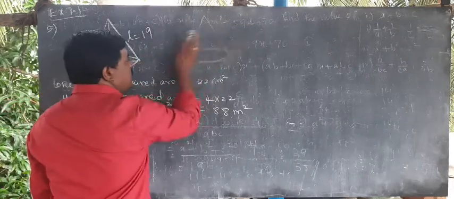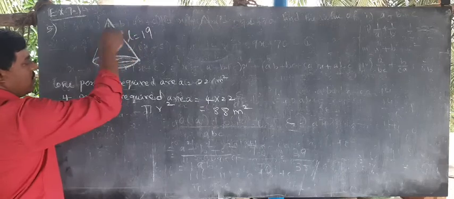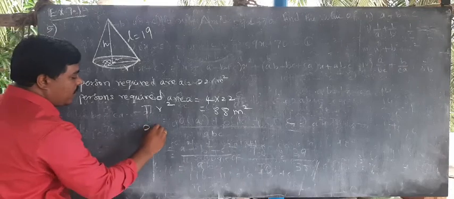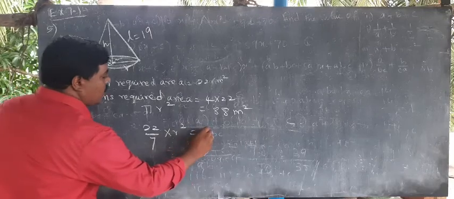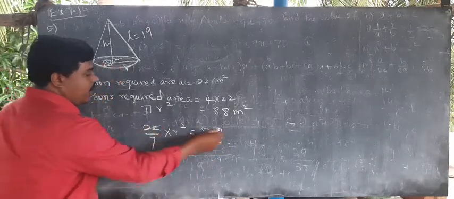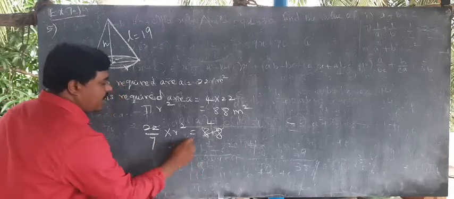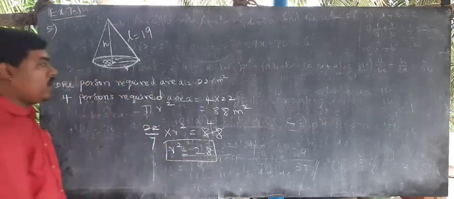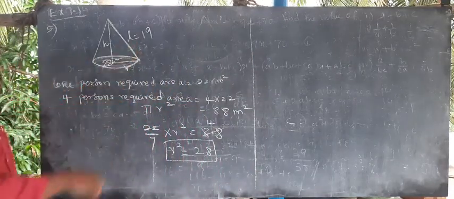Clear? So then here we need to find the height. L we know, H we don't know. So here we need to find R. For this, pi equals 22 by 7, so 22 by 7 R square equals 88. R square equals 88 times 7 by 22, that is 4 times 7, cross multiply, 28. R square equals 28. So now we know L and R.